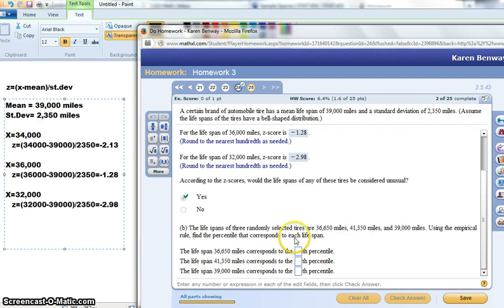So the lifespans of 3 randomly selected tires are 36,650 miles, 41,350 miles, and 39,000 miles. Now we're going to use the empirical rule to find the percentile that corresponds to each of those lifespans.